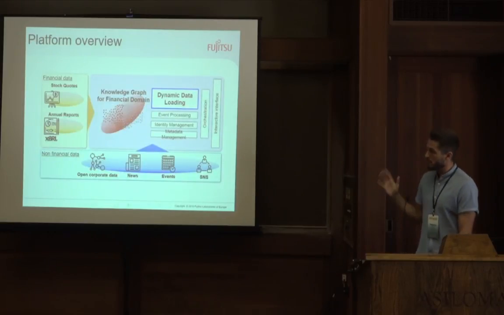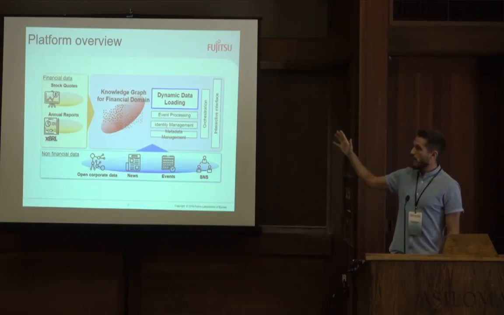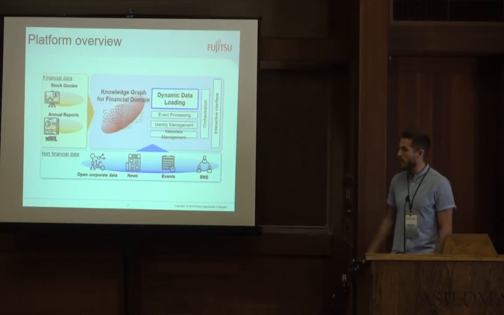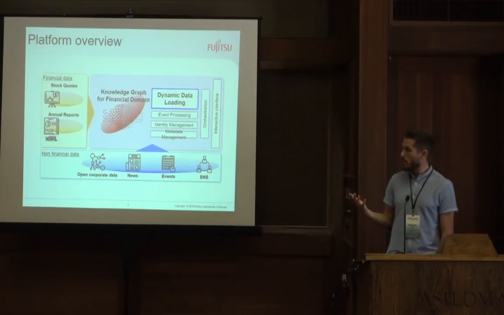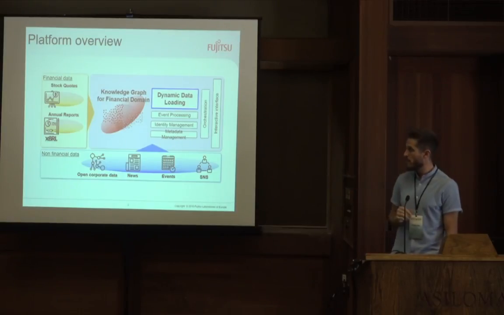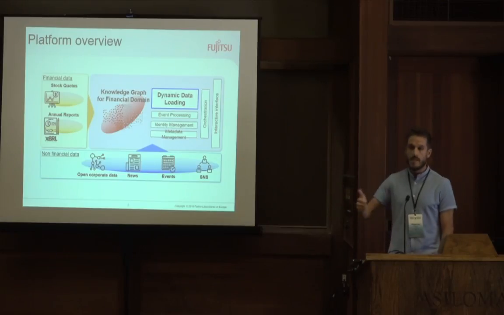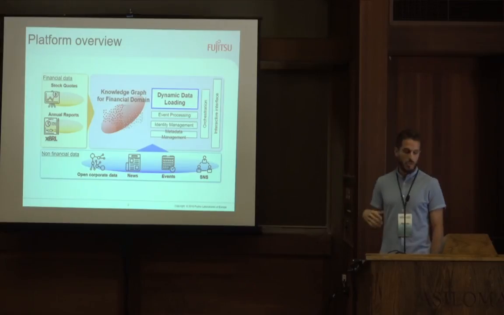So these are some details about the platform that we were building. This is basically showing that we are getting some financial data, stock quotes, or annual reports in XBRL, which is the format that many countries are using, or the governments are enforcing corporations to publish their financial statements. But also we are getting non-financial data. Can be data about the company, so the address, telephone numbers, and so on. Can be news, can be events, or can be data from the social network.